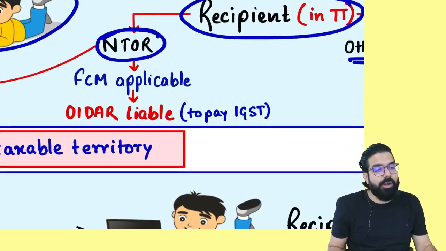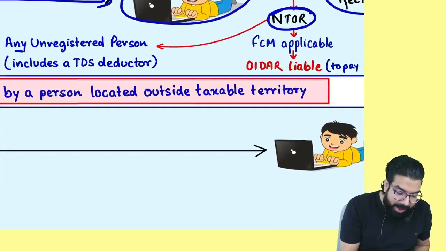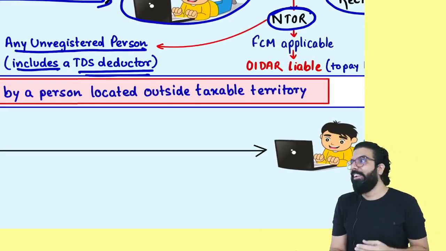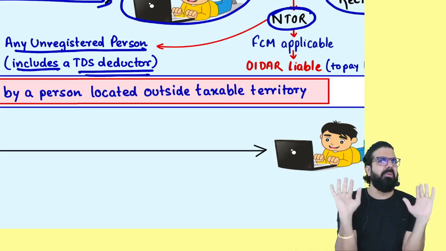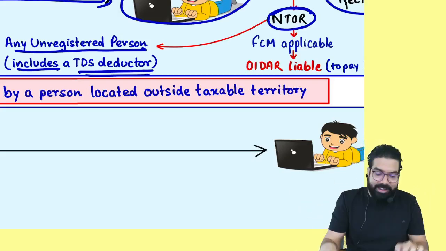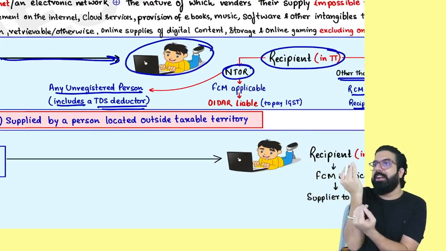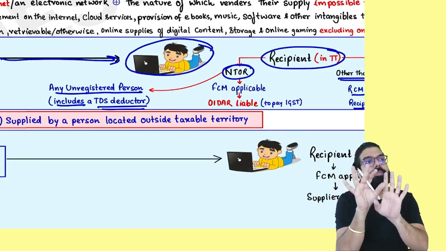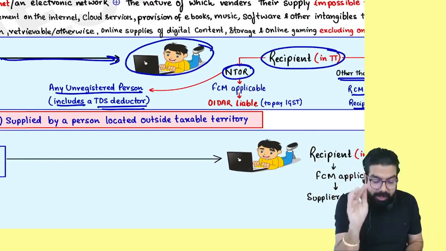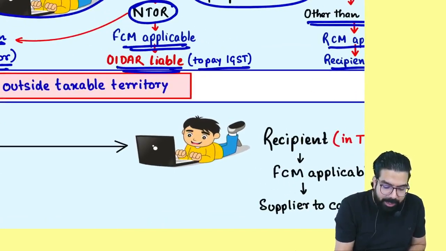But they have gone ahead and given the definition of NTOR, and they have told NTOR means an unregistered person and also a TDS deductor. You remember TDS deductor? Although registered in GST, they told we will not pay the GST under RCM, and hence government told if anyone from outside India is providing OIDR services to a person in India, if that person is registered, he will pay the GST under RCM. If he is unregistered, forward charge mechanism will be applicable. The OIDR will be liable.